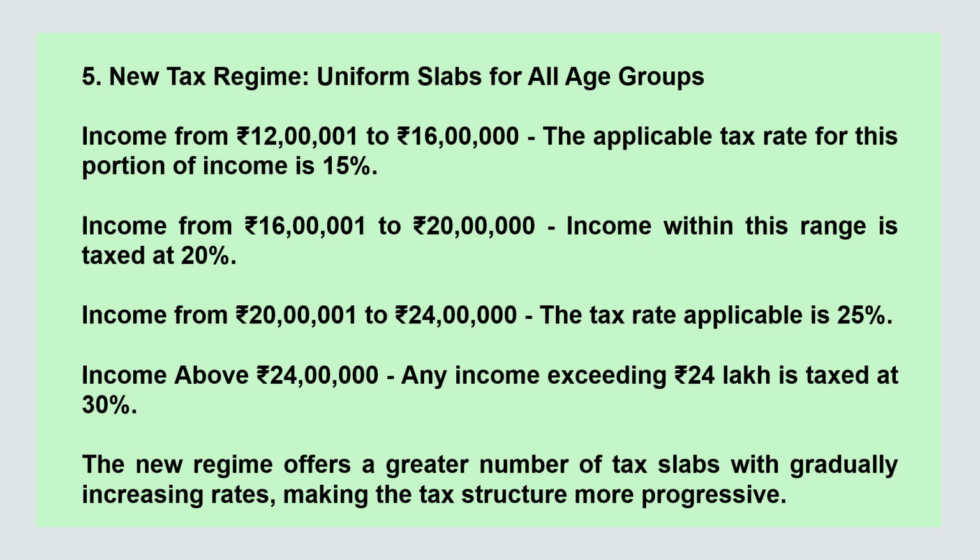Income from rupees 12 lakh 1 to rupees 16 lakhs, the applicable tax rate for this portion of income is 15%. Income from rupees 16 lakh 1 to rupees 20 lakhs is taxed at 20%. Income from rupees 20 lakh 1 to rupees 24 lakhs, the tax rate applicable is 25%. Income above rupees 24 lakhs, any income exceeding rupees 24 lakhs, is taxed at 30%.